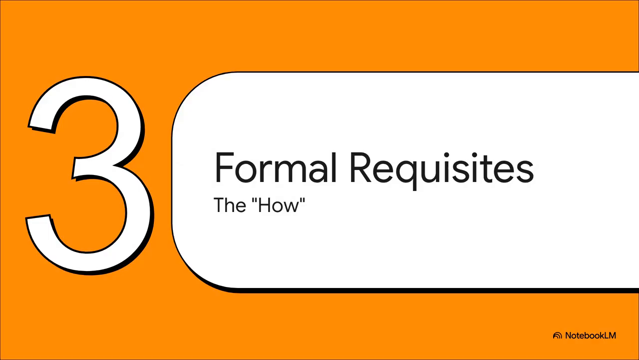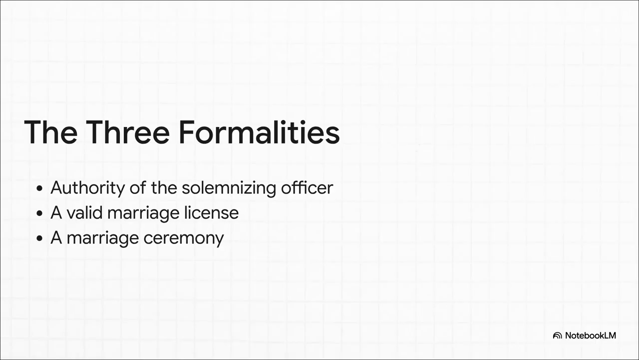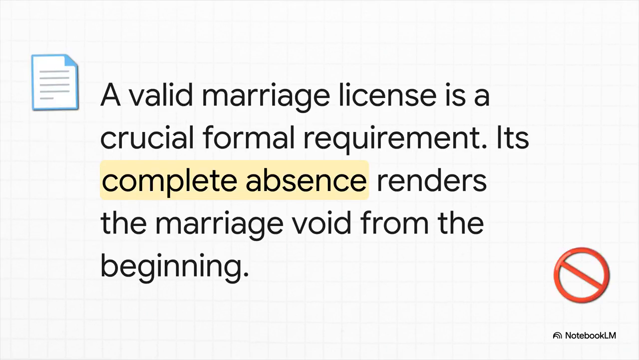Now, let's move on to the how, the formal requisites. These are the procedural steps, the official process and paperwork that the law requires to make the marriage legit. And just like the essentials, there's a clear list. 3 things. You need an authorized person to officiate, a judge, a priest, and so on. You need a valid marriage license, which is basically the government's permission slip. And finally, you have to have an actual ceremony where you both show up in person and say your I do's.